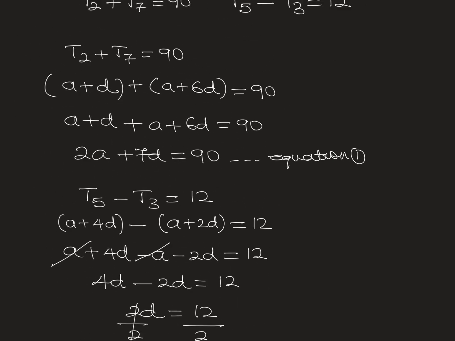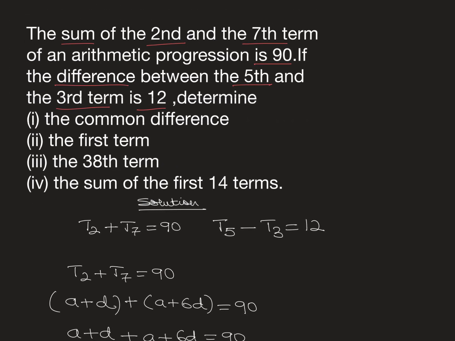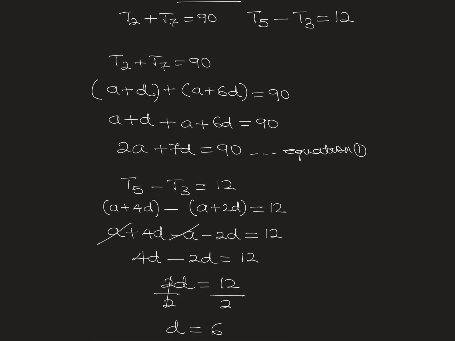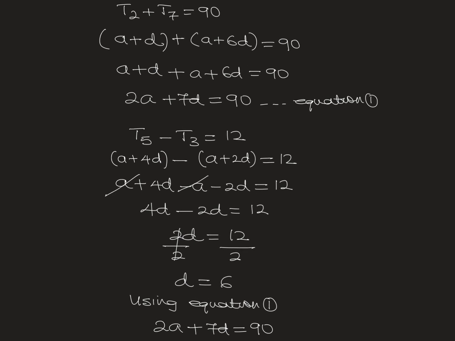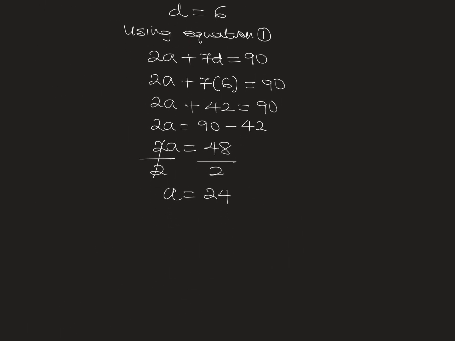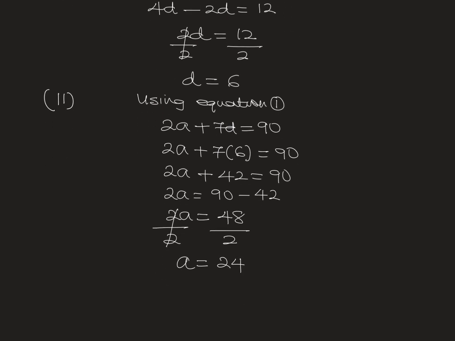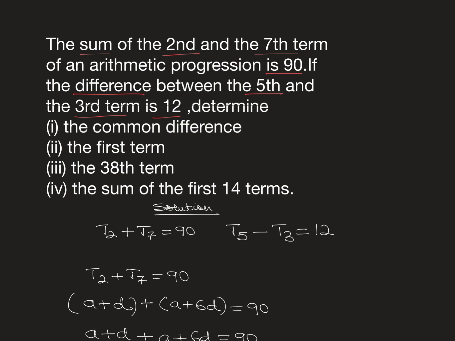So let's go and answer the questions. Question 1 is asking us to find the common difference. We are able to find that, so let us give this as 1. What is question 2? The first term, we are able to have that one also. So this is the answer for question 2. Now we'll be moving to question 3.